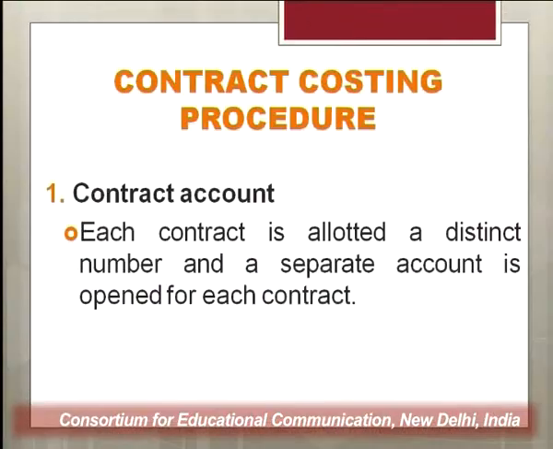When you account for a contract, basically we prepare a contract account, and each contract is allotted a separate number. In a business, there may be various contracts which a company may have undertaken simultaneously, so each work is assigned a contract number, right? Suppose I am constructing a dam. On a particular site, that site is allotted a contract number. So we open an account, the contract account of site number or contract number such and such.